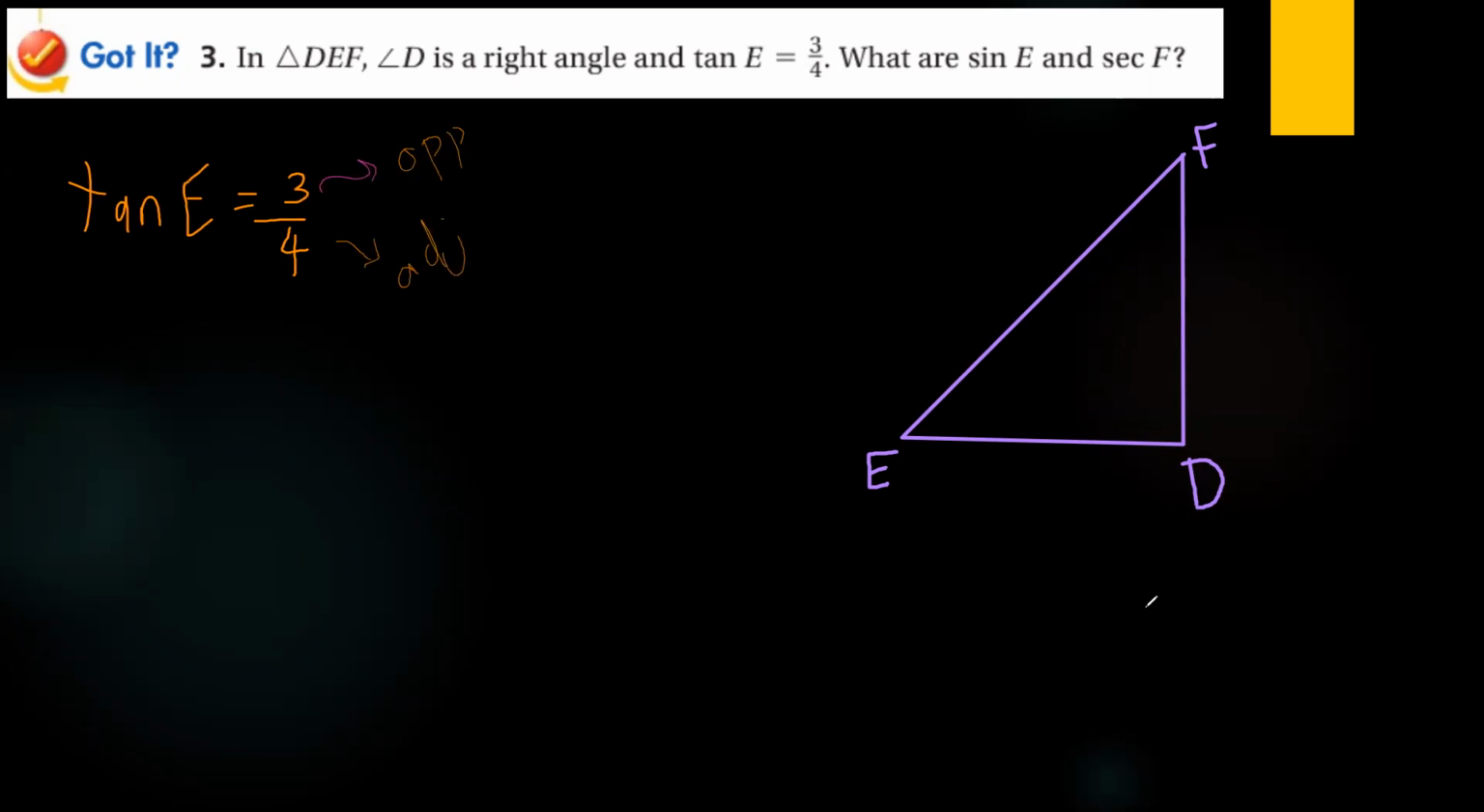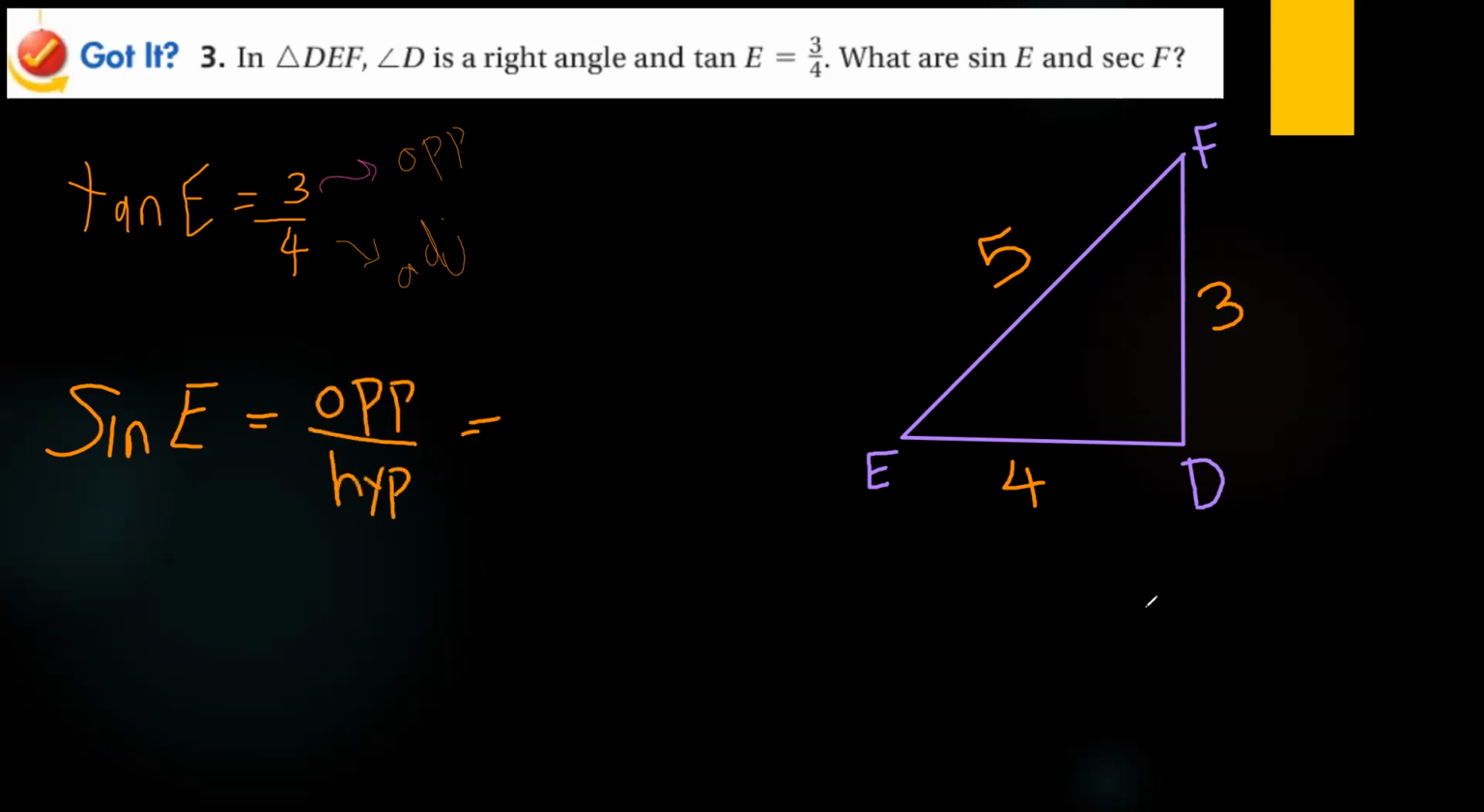So for angle E, the opposite is 3, and the adjacent is 4. So from the Pythagorean theorem, after you've solved, you will find that the hypotenuse is 5. Now what is sine E? Sine of E, we know that it is opposite over hypotenuse. Now where's the opposite of E? It's 3. And where's the hypotenuse? 5. So the sine of E will be 3/5.